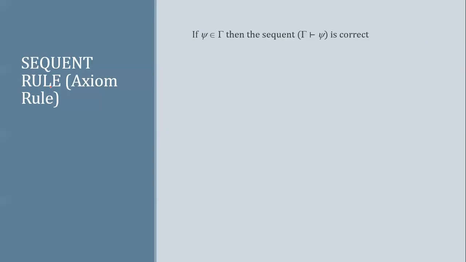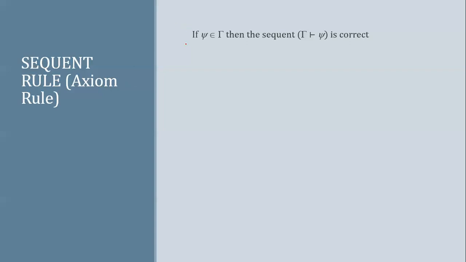But let's take our first rule. So first sequent rule. This sequent rule is, we'll call it the axiom rule. An axiom is something that you sort of take for granted, whether it's because we already agree on it, or because it's self-evident, or whatever it is. You're taking that for granted in your reasoning.